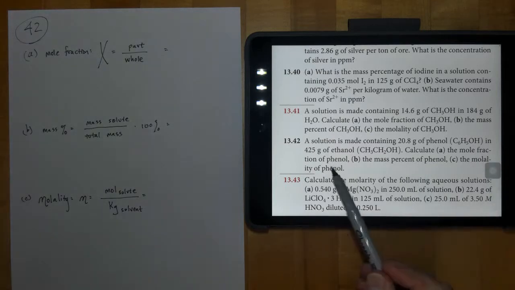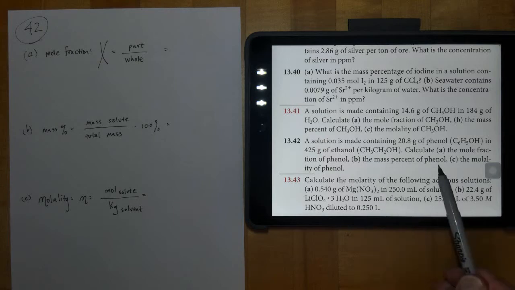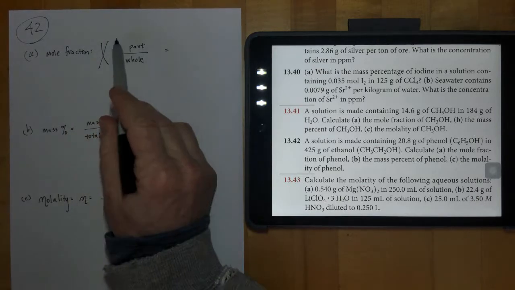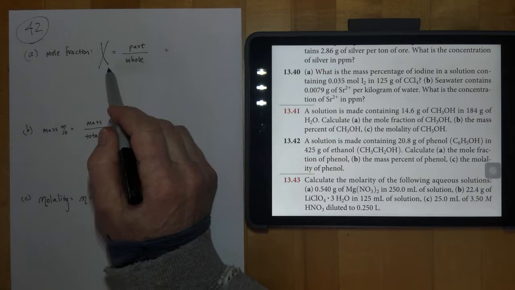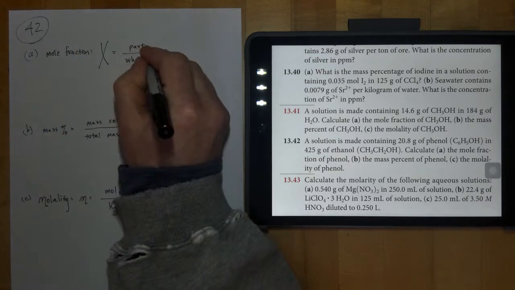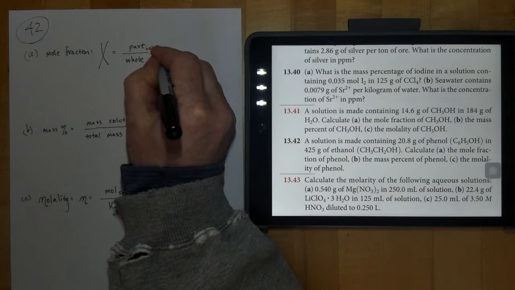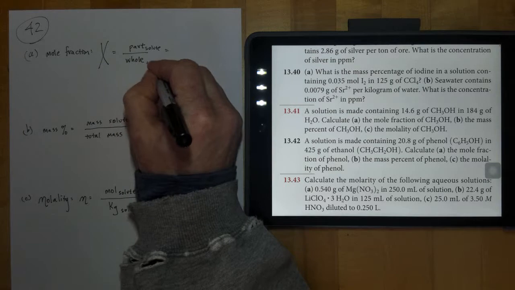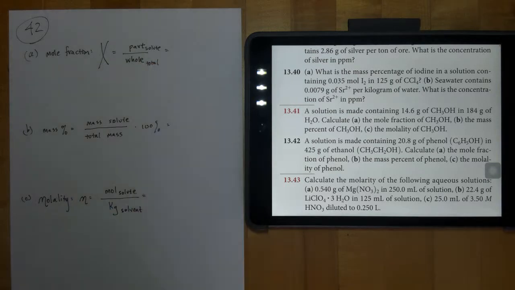Calculate the mole fraction of phenol, the mass percent of phenol, and the molality of phenol. So 3 different calculations we have to do, and I have the equations down for each one right here. Mole fraction, symbolized by this giant letter X, is equal to the part, the moles of the solute, which is our phenol, divided by the whole, so the total number of moles inside of that substance.